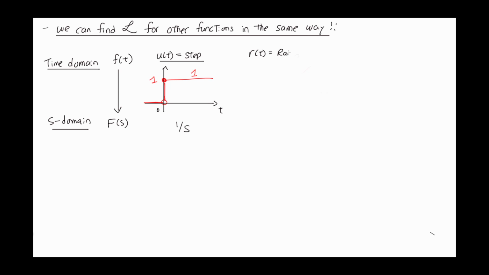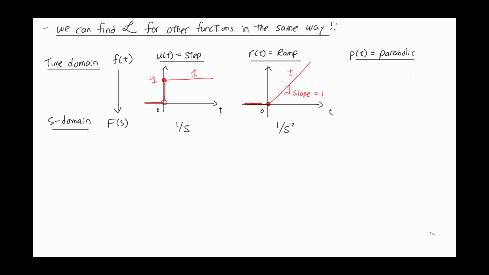Now we can define a ramp function r of t that looks kind of similar, where nothing happens here. And on the right hand side we have sort of an escalator looking thing like you see in a shopping mall, and that line is just t. So if you do the integral, the Laplace transform is going to be 1 over s squared. Now you can find a parabolic function where the right hand side kind of now looks like a water slide at a water world. And if you do the integral, the Laplace transform is 1 over s cubed.